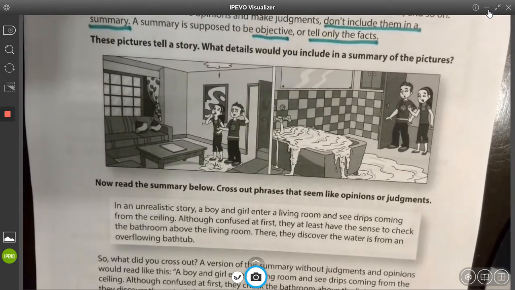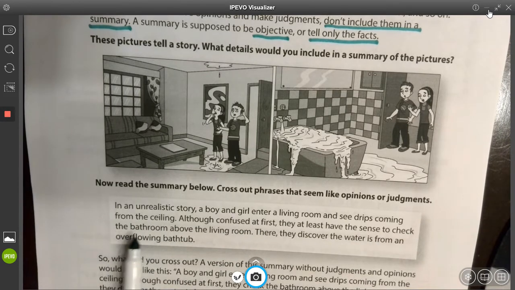Okay, so let's read out the summary. We're going to cross out phrases that seem like opinions or judgments. In an unrealistic story, a boy and girl enter a living room and see drips coming from the ceiling. Although confused at first, they at least have the sense to check the bathroom above the living room. There they discover the waters from an overflowing bathtub. Okay, so what do you think you would cross out?